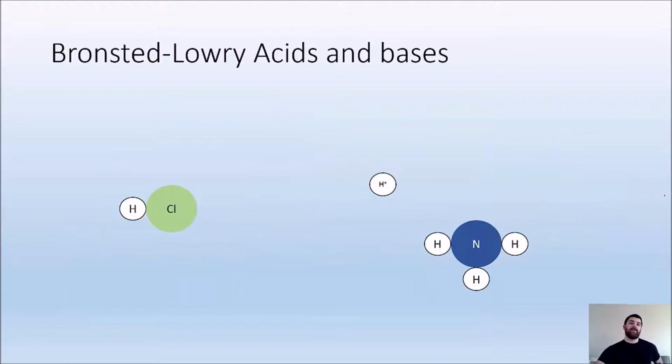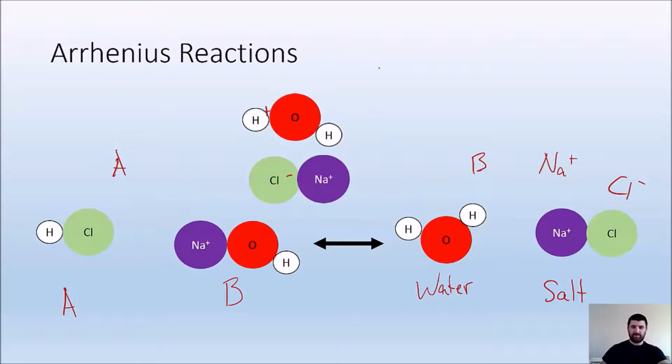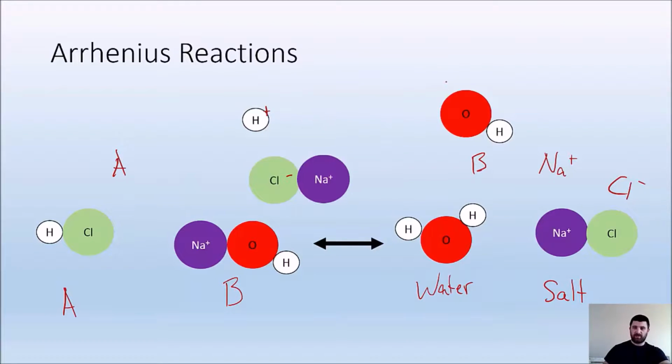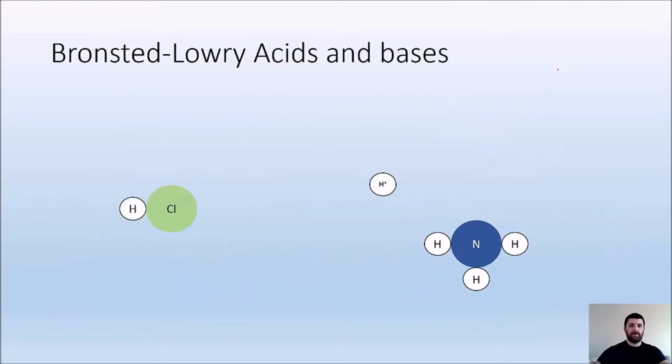All right, Bronsted-Lowry acids and bases are a little bit different. So, looking at some chemical reactions, Bronsted and Lowry saw a pattern. They said, hey, there are things that are acting like acids and bases, but they're not giving us OH minus ions. We're not getting this, but it's still doing the same kind of thing as the acids and bases that we've been talking about, right?